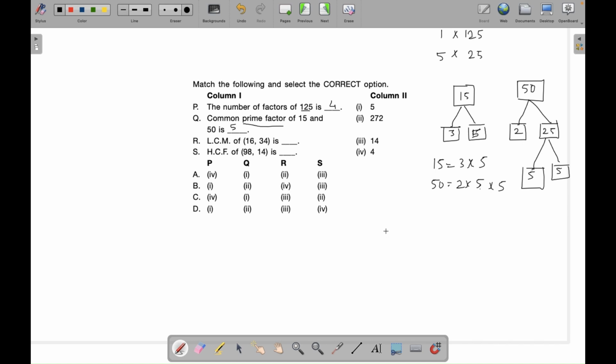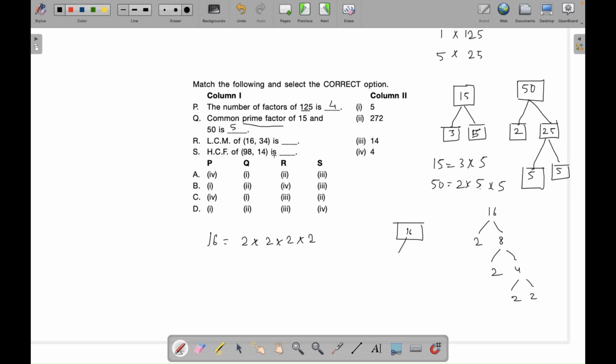Okay, so for 16, if I have to write the factor tree, again in the exam you don't have to construct the entire thing, you can just write it like this. So 16, then we'll write 2 times 8, and then 8 we'll write 2 times 4, and then 4 we'll write 2 times 2. So 16 will be 2 times 2 times 2 times 2. This is the prime factorization of 16.